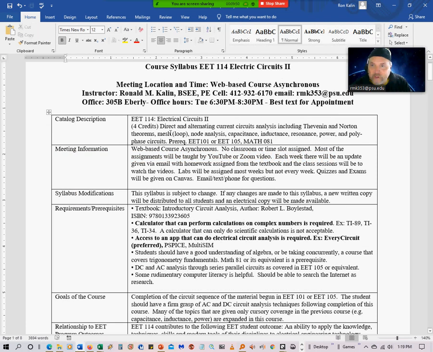As far as this course goes, this is going to be AC circuits primarily, direct and alternating current analysis, including Thevenin and Norton theorems, mesh, loop, node, capacitance, inductance, resonance, power, and polyphase circuits. Your prerequisite is EET 105 or equivalent and Math 81. This is a web-based course, asynchronous, so no classroom or time slot is assigned.